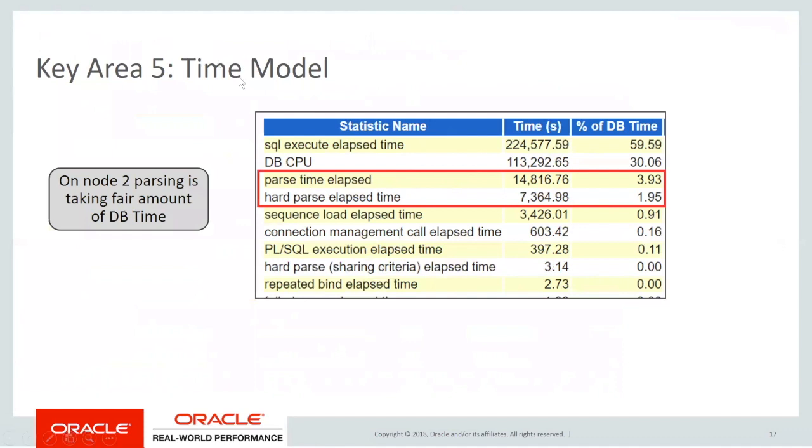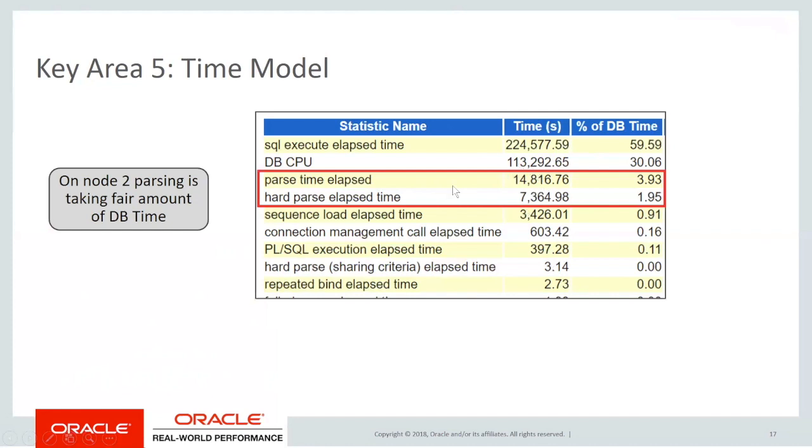So the time model now enables me to judge how bad this heavy parsing is, this 4x more parsing on the second node, and the 37 hard parsers per second going on. It gives me an idea what amount of DB time is being used by these hard parsers.